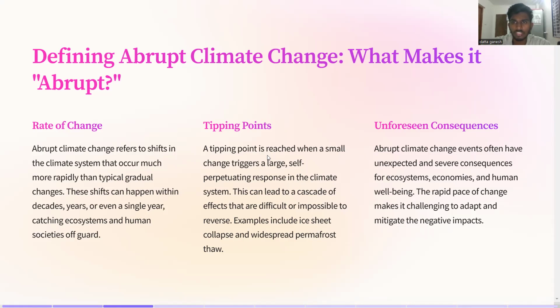Unforeseen consequences. Abrupt climate change events often have unexpected or severe consequences for ecosystems, economies, and human well-being. The rapid pace of change makes it challenging to adapt and mitigate the negative impacts.